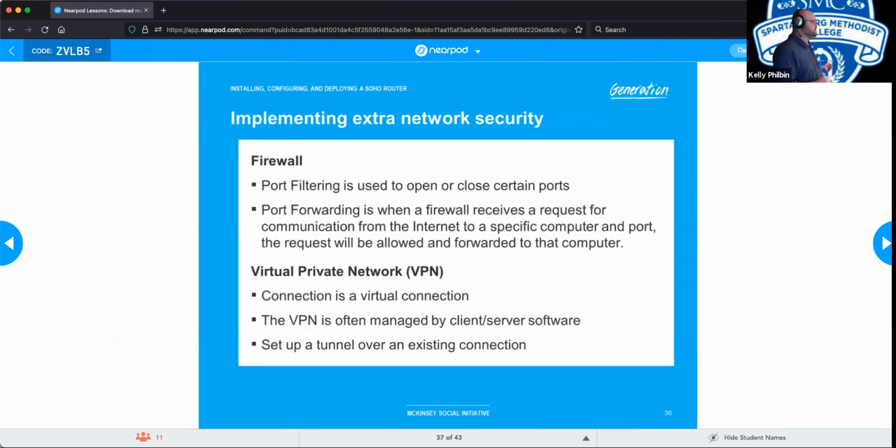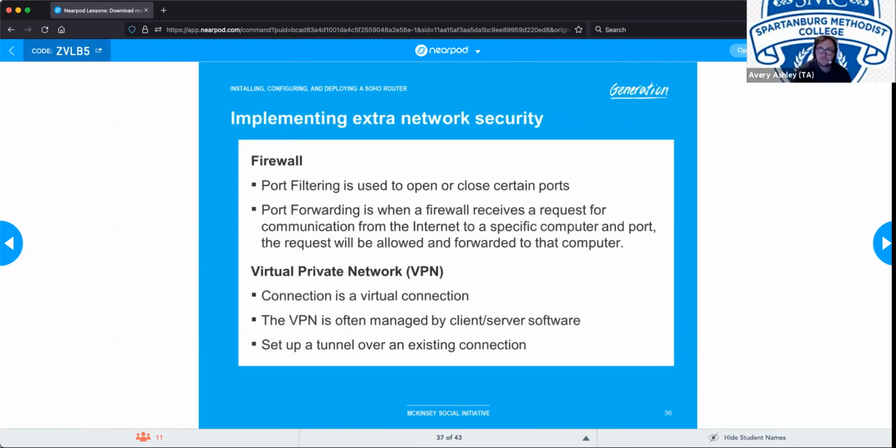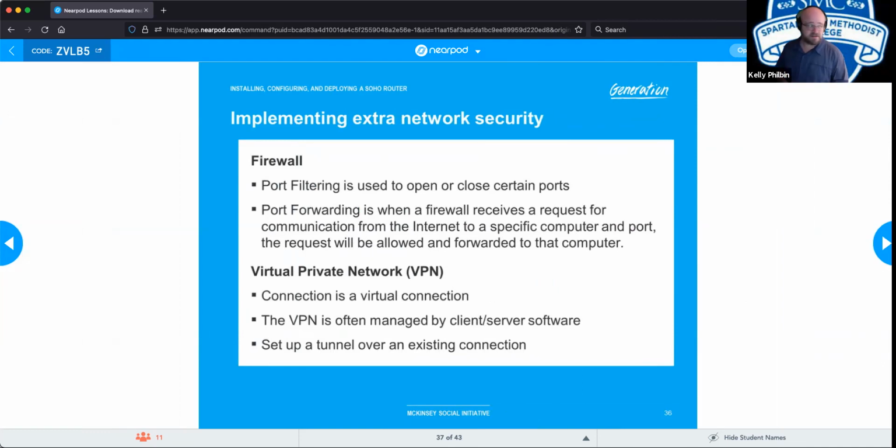All right. Firewall, another feature within SOHO routers. They do have firewalls attached. They can do things like port filtering, which is wonderful. If you have ports that you are not using, like if you don't have a web server on your computer and you're not hosting any websites, you might want to close down port 80, because then it increases the security on your system.